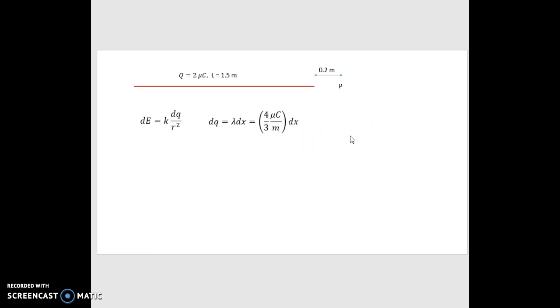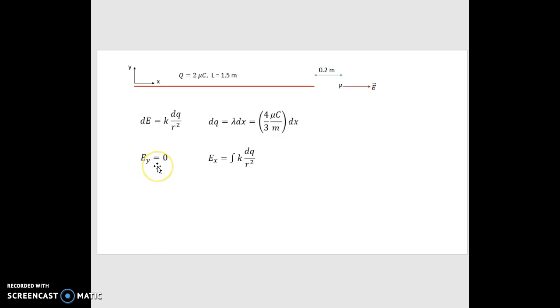Next, I want to think about the direction of the electric field and assign my axes. So I'm going to set my origin over at the left end of the rod here. Positive x points to the right, positive y points up. I know my electric field at point P is going to point straight to the right. That's very convenient. It means I'm not going to have x and y components separately; the entire electric field will be pointing in the x direction.